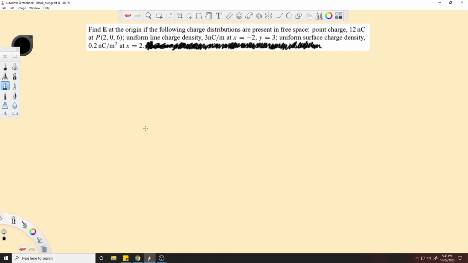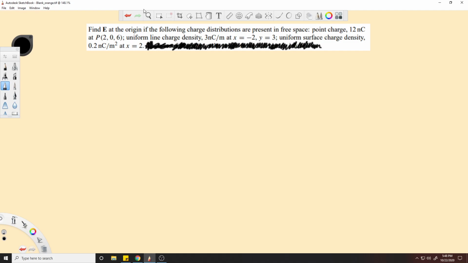Find E at the origin if the following charge distributions are present. There's a point charge at a certain point, there's a uniform line charge, and then there's a surface charge. So basically what this problem's asking is we're going to incorporate all the different types of charges we've seen so far and put it into one problem.